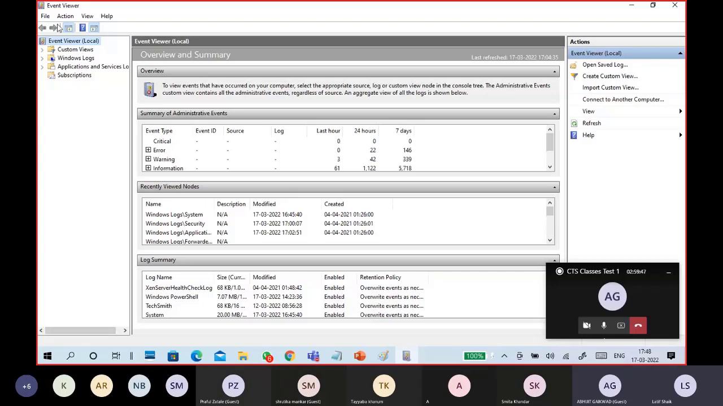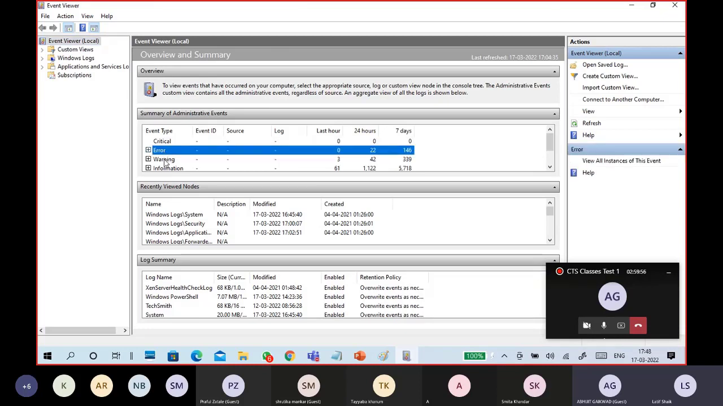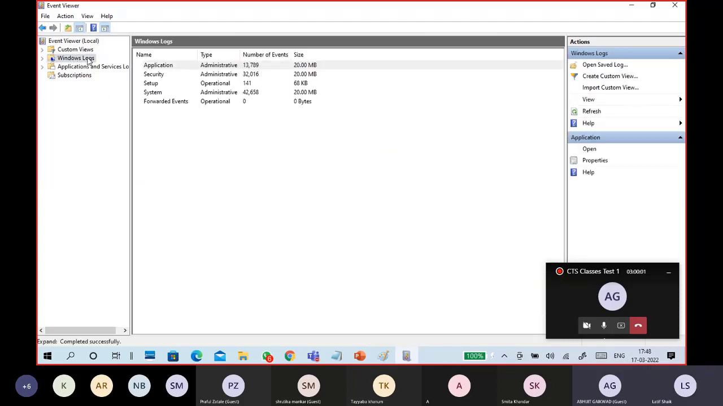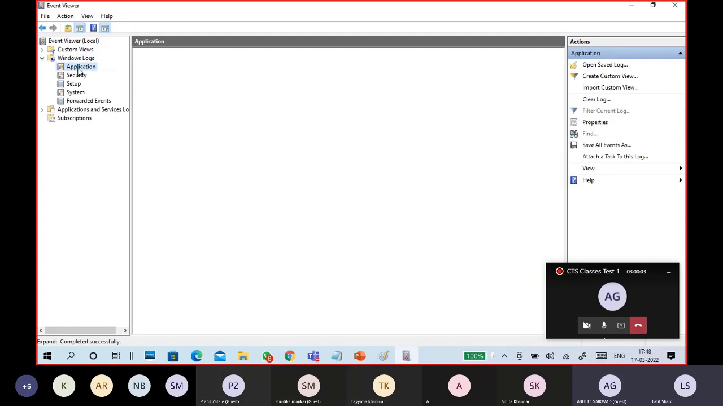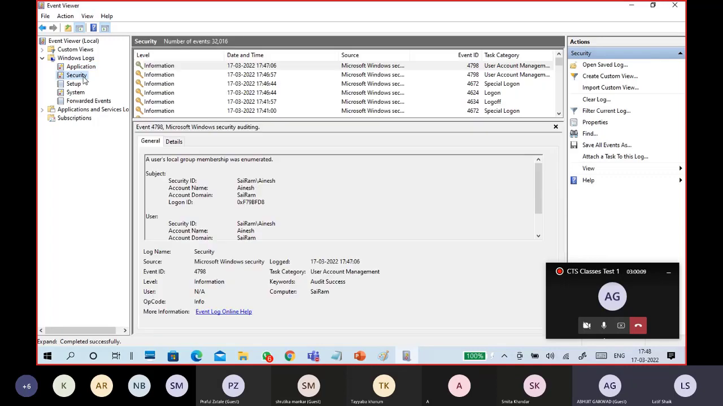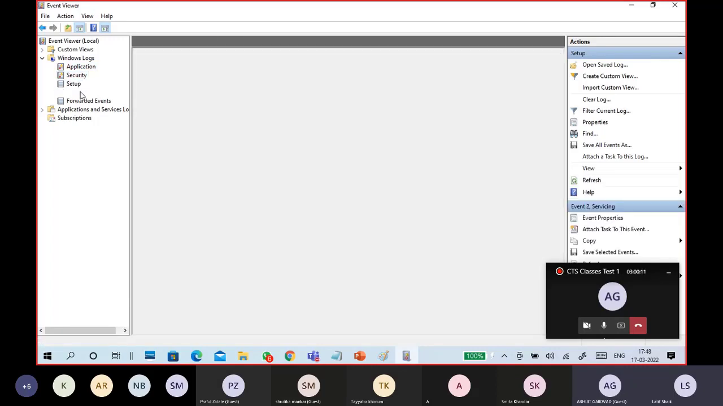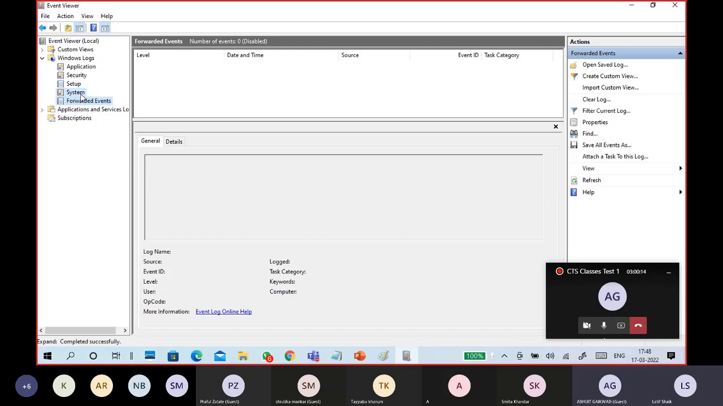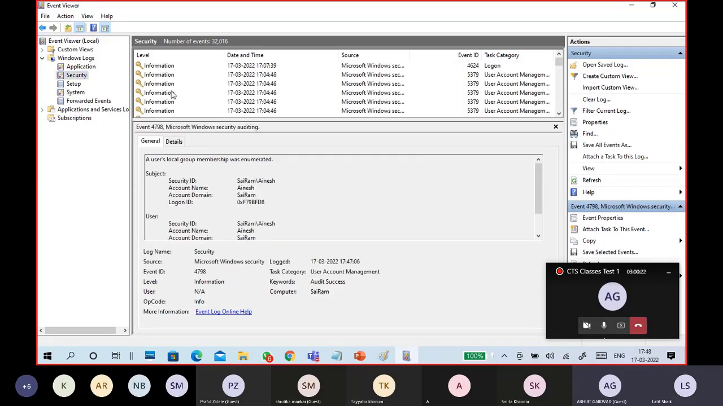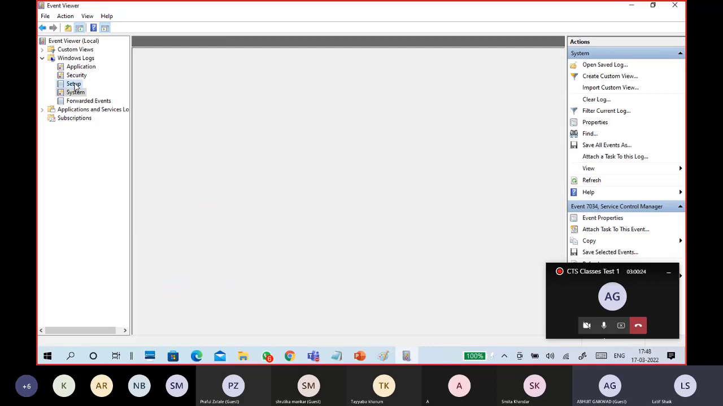Guys, I open the event viewer. This is the event viewer. Here you can see different types of events: critical, error, warning, information, audit success. If you go to Windows logs, you can see different event types: application, security, setup, system, forwarded events. Each one has something like information, error, audit success, audit failure.